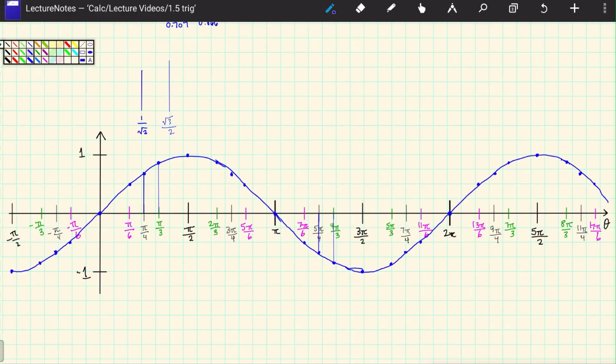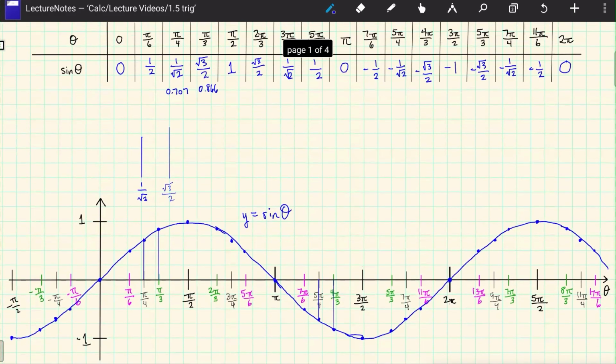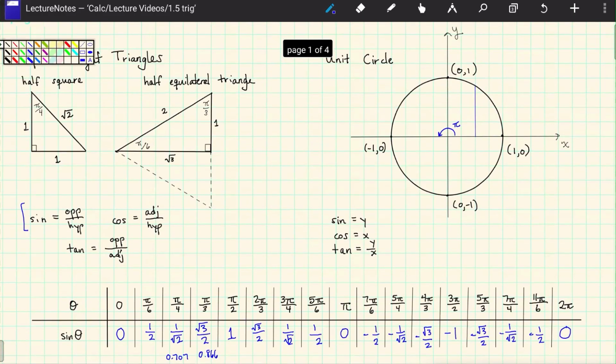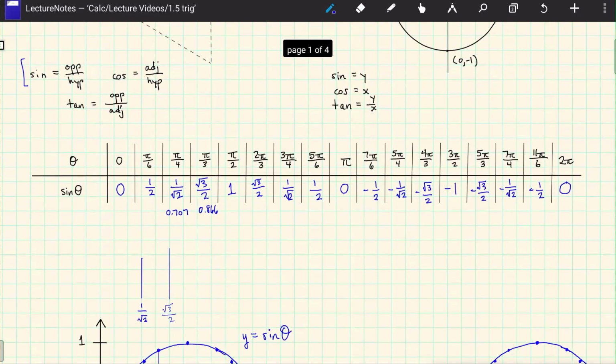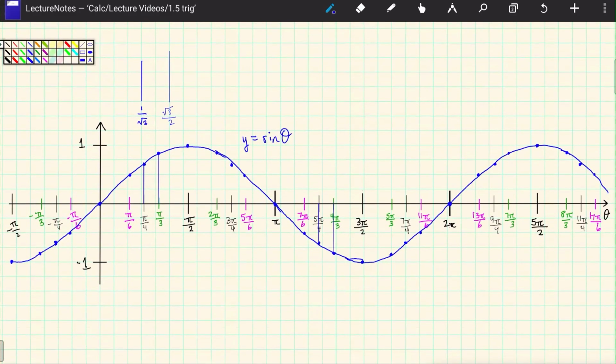Okay, so this is what the sine graph looks like. This is y equals sine of theta, where my horizontal axis is recording the theta, the angles, and then the vertical axis is recording the sine. And I want to point out this y here is actually different. It's kind of the same here, but it's different from the x and y in the unit circle here.